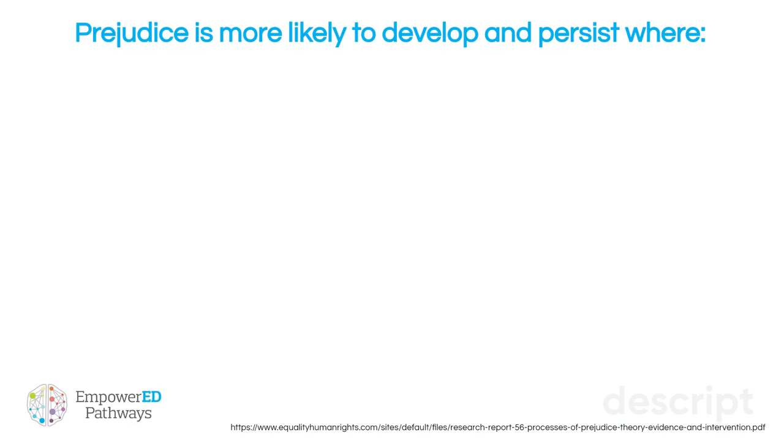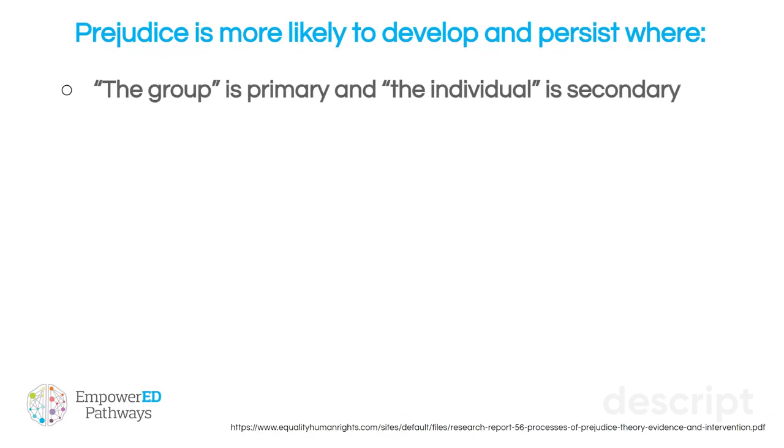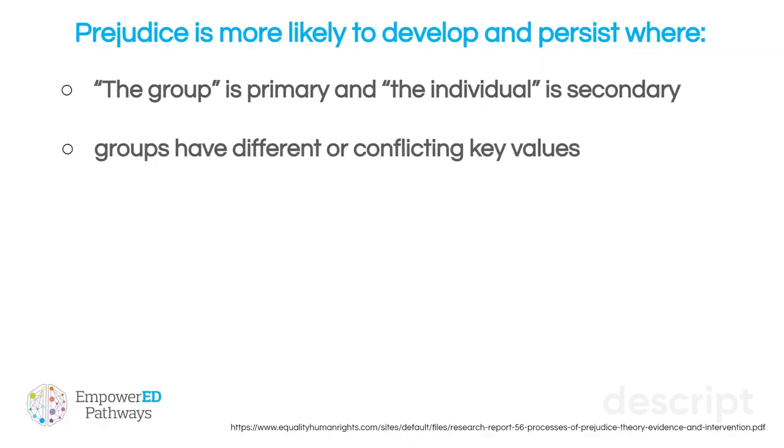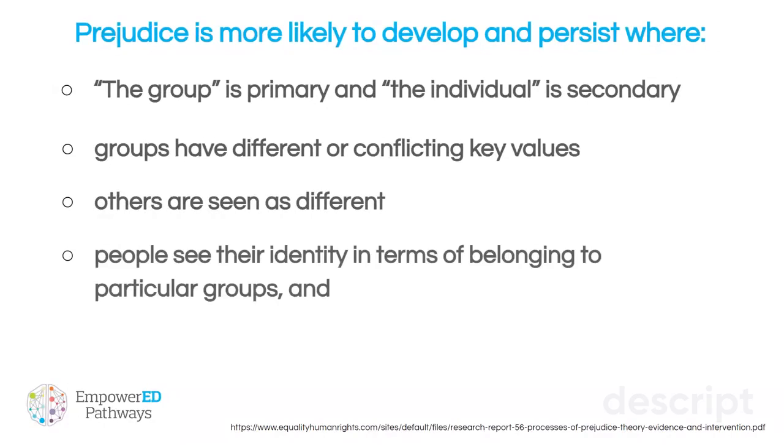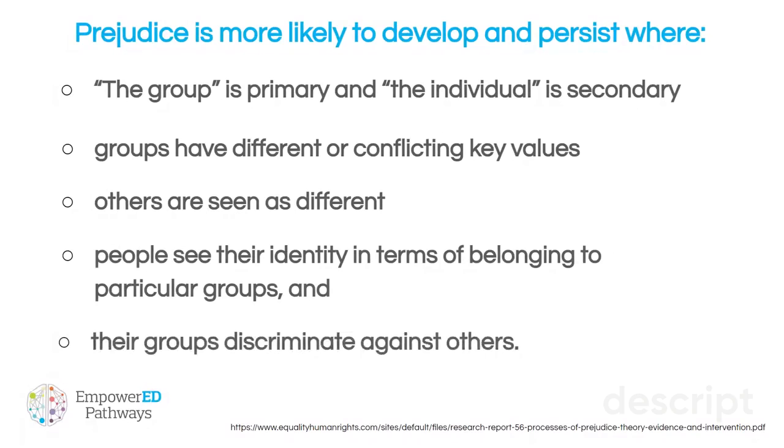Let's quickly check out the basis for the psychological capacity for prejudice. The group is the primary and the individual is the secondary. Groups have different or competing key values. Others are seen as different. People see their identity in terms of belonging to particular groups, and their groups discriminate against others. Developing and acting on prejudice is disempowering to all people, and with intention and practice, we can lessen this capacity.